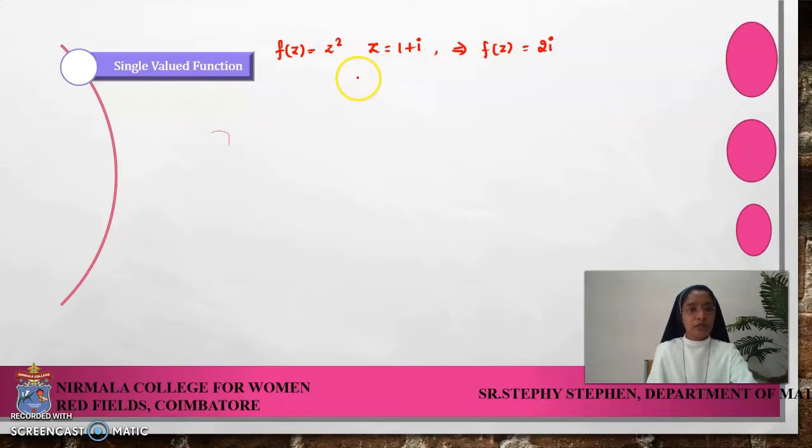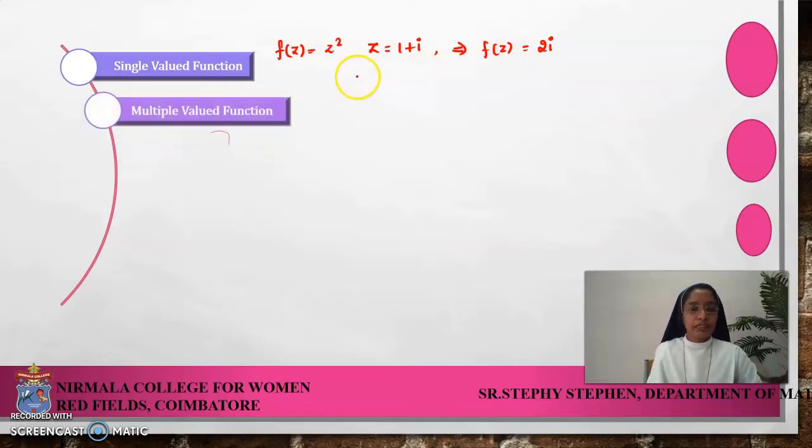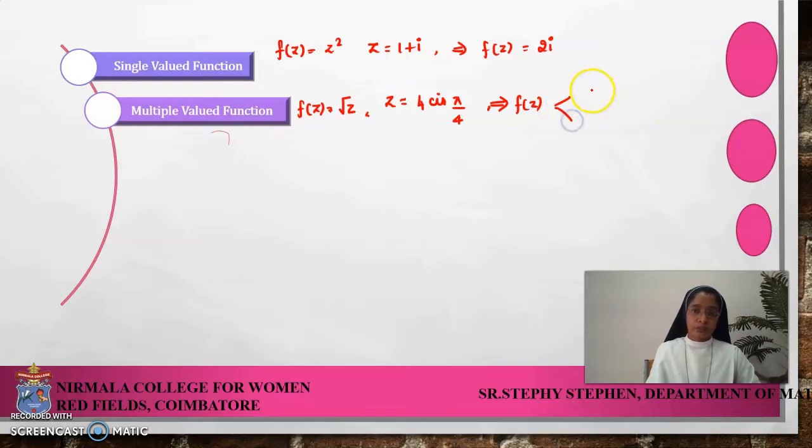The next is multiple valued function. When do we call a function a multiple valued function? When we get more than one value. So consider this example, f of z is equal to root z. I'm considering z is equal to 4 cis pi by 4. We know cis theta is cos theta plus i sin theta. For the f of z value, we get two values here. The first value is 2 cis pi by 8 and the second value is 2 cis of pi plus pi by 8. Since we are getting two values, we deem this to be a multiple valued function.